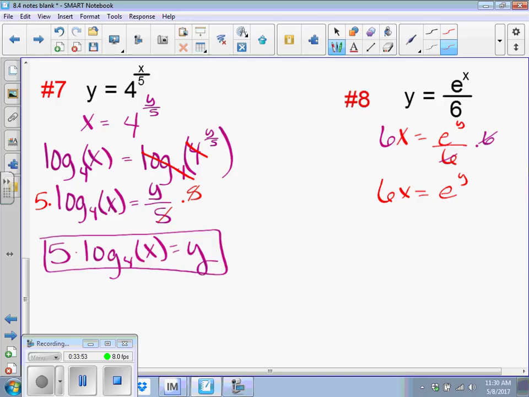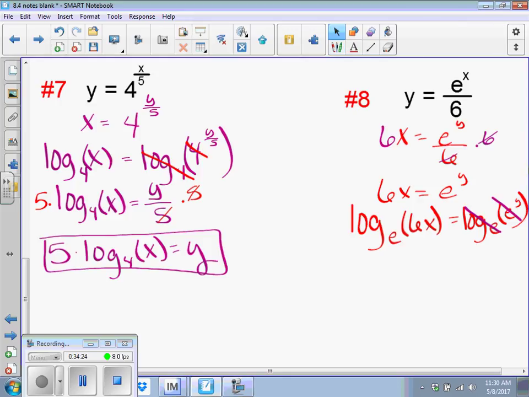Now, you can take the log base what of both sides? E. Log base e. Log base e of 6x equals log base e of e to the y. Now what cancels? Log base e of e. So we're left with log base e of 6x equals y.